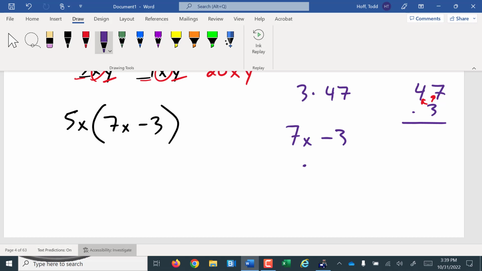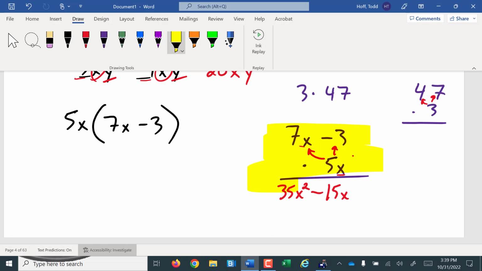minus 3 times 5x. Well, 5x times negative 3 is negative 15x. 5x times 7x, 35. 5 times 7 is 35. X times x is x squared. That is the full multiplication. Looks exactly like multiplying whole numbers.